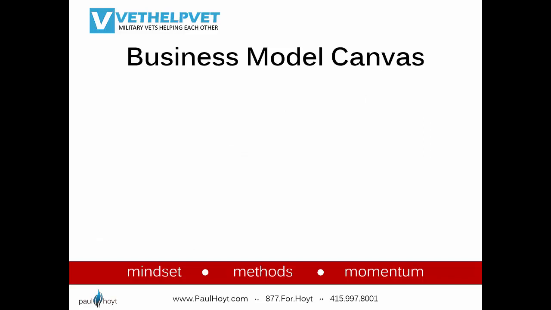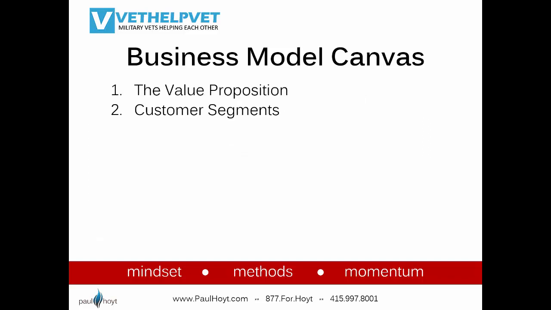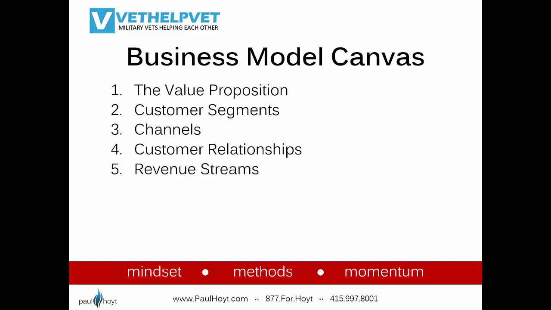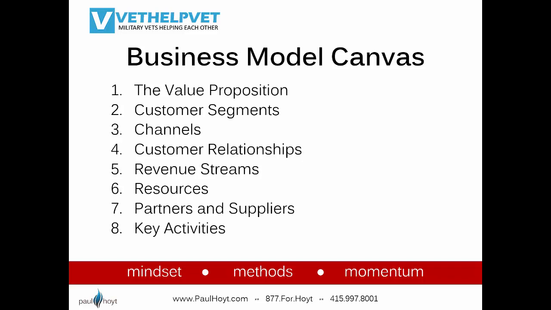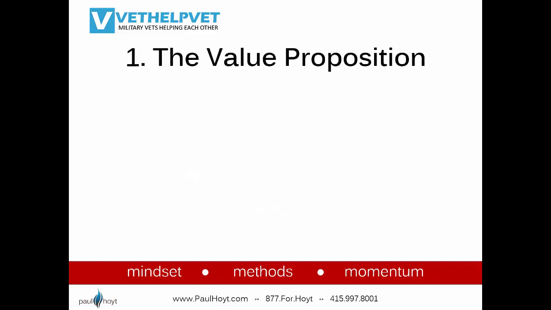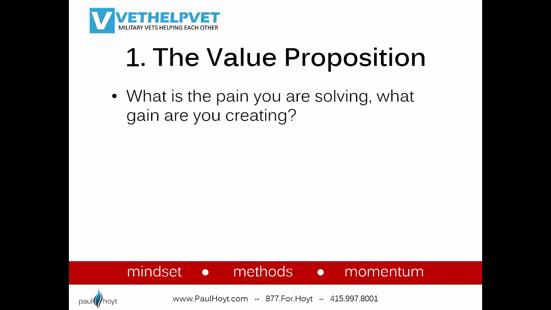First, there is the value proposition, then customer segments, then channels, customer relationships, revenue streams, resources, partners and suppliers, key activities, and costs. Again, let's take those one at a time. First comes the value proposition. And that's where you define the pain that you are solving, the problem you are solving, the pain that you are relieving, and the gain that you are creating for your clients.